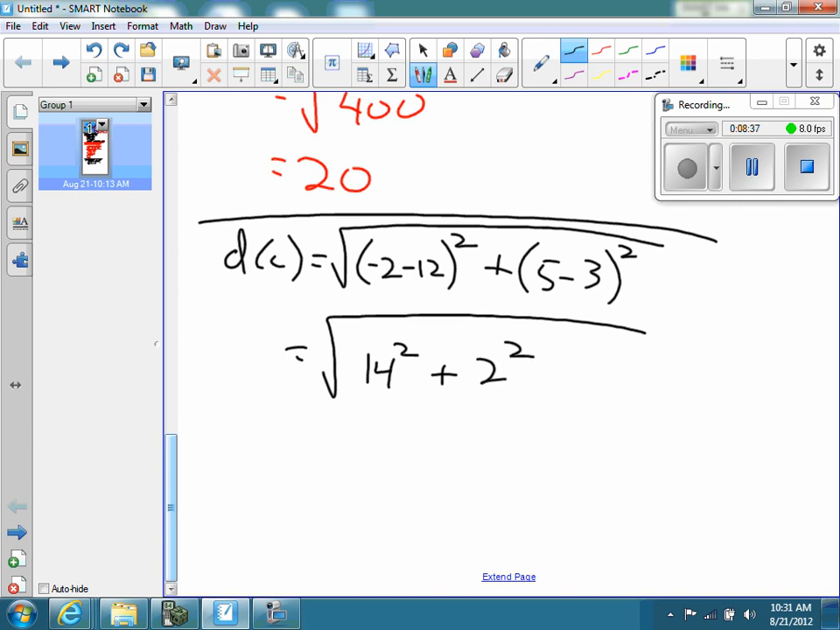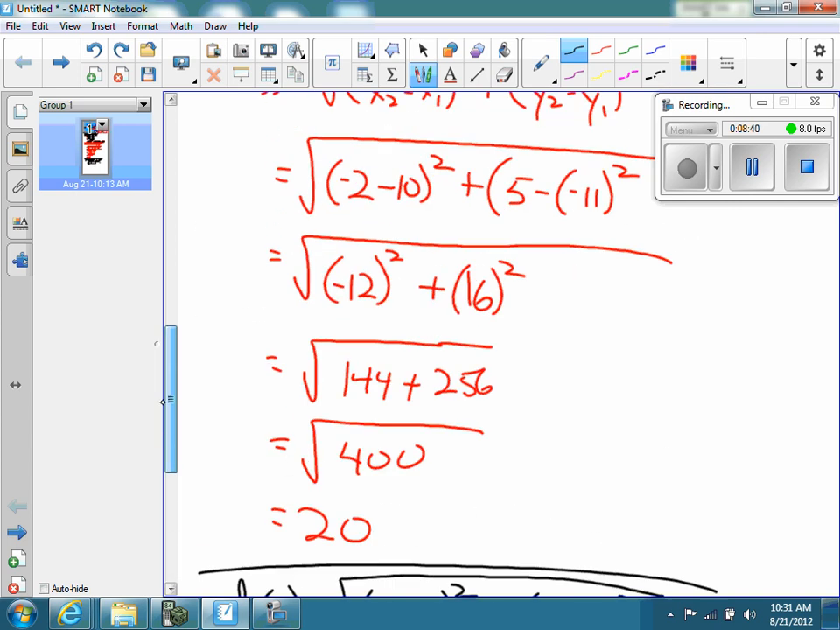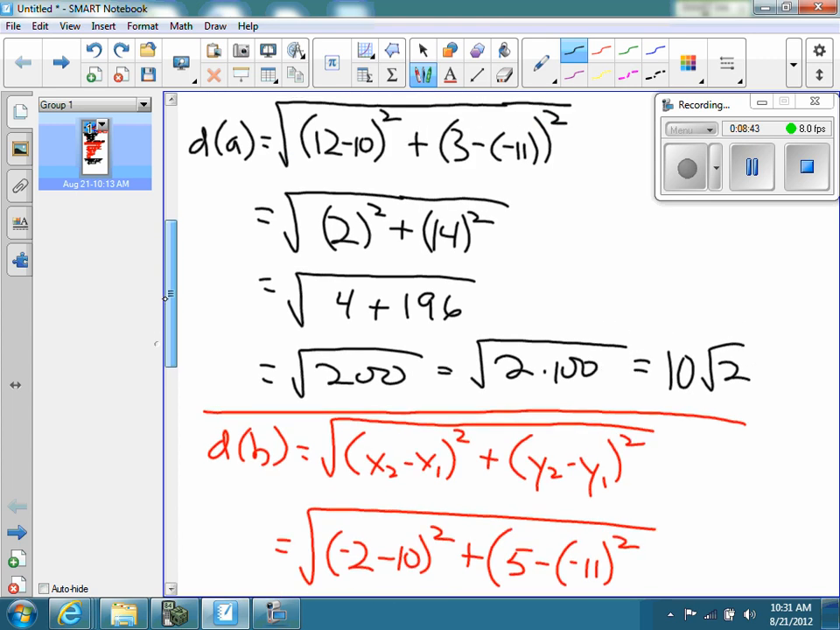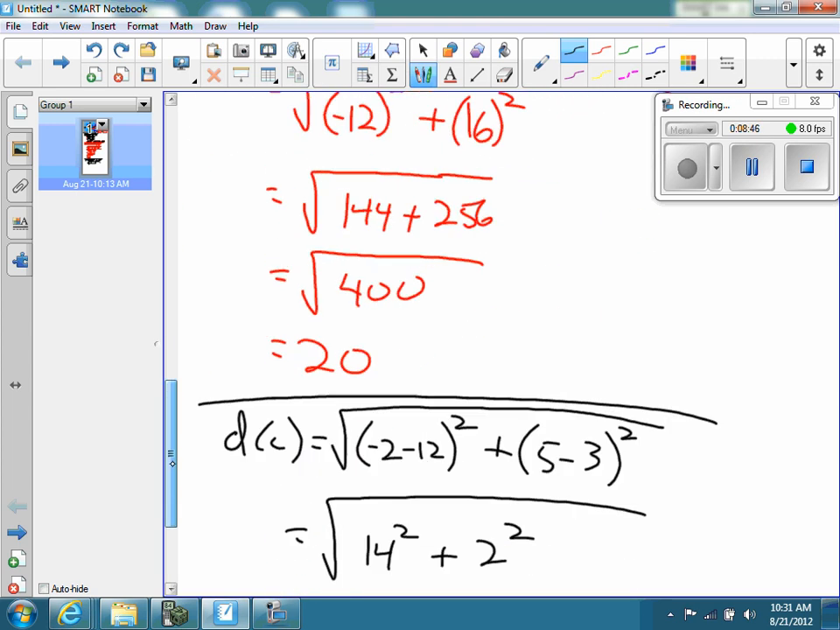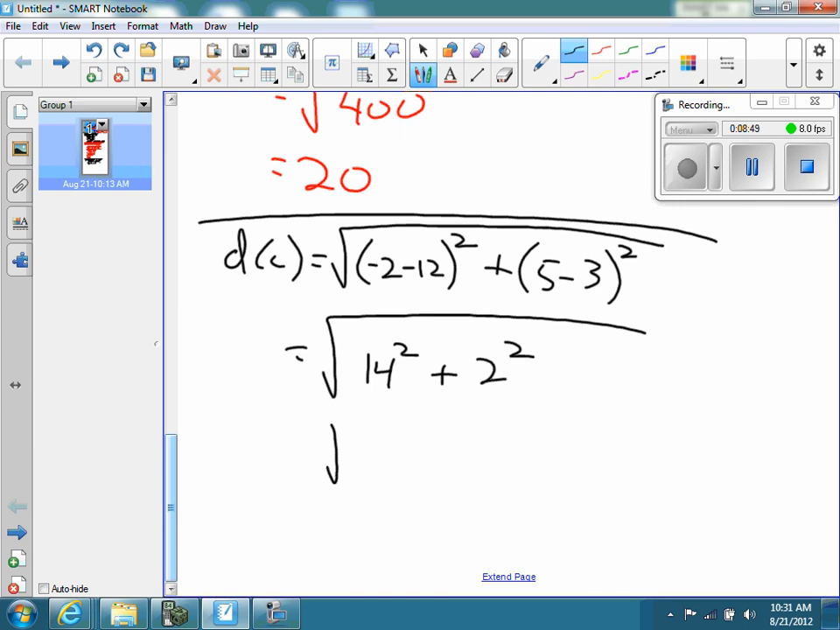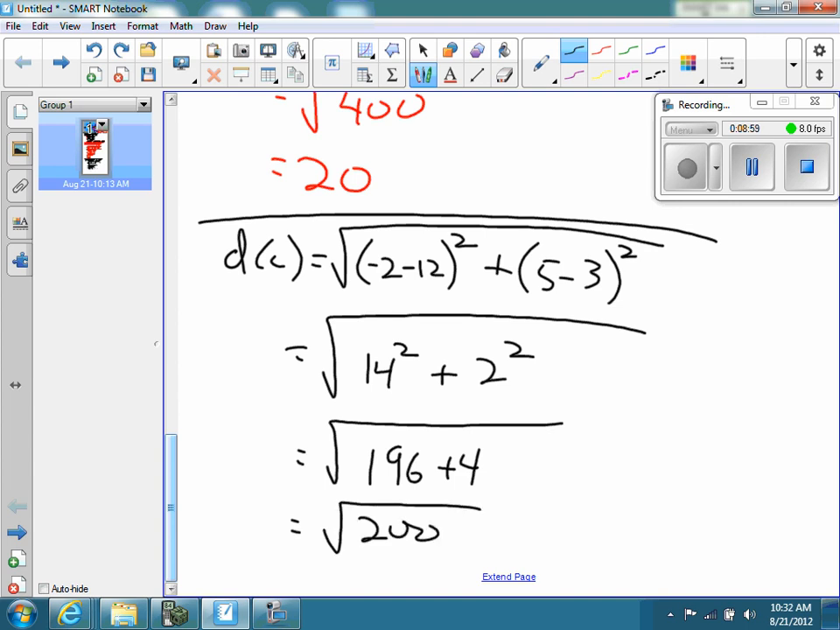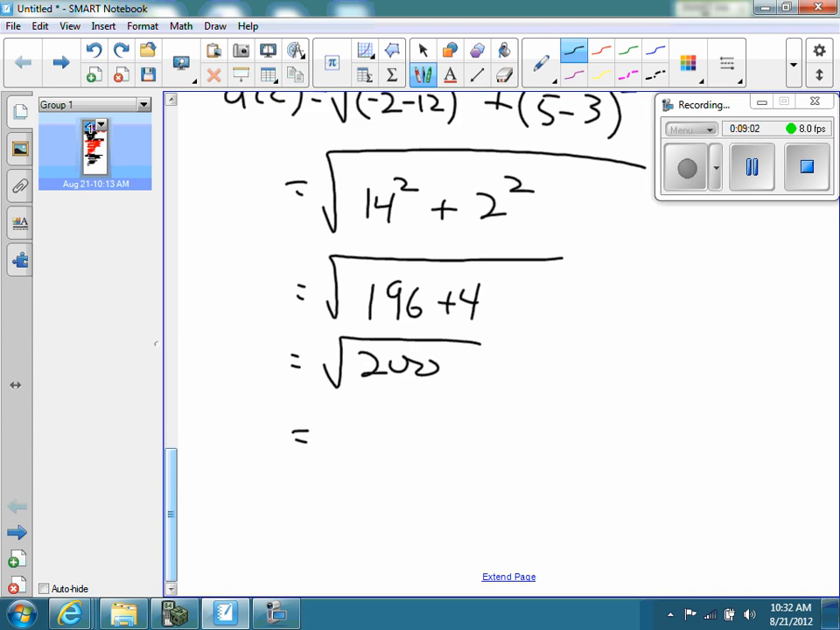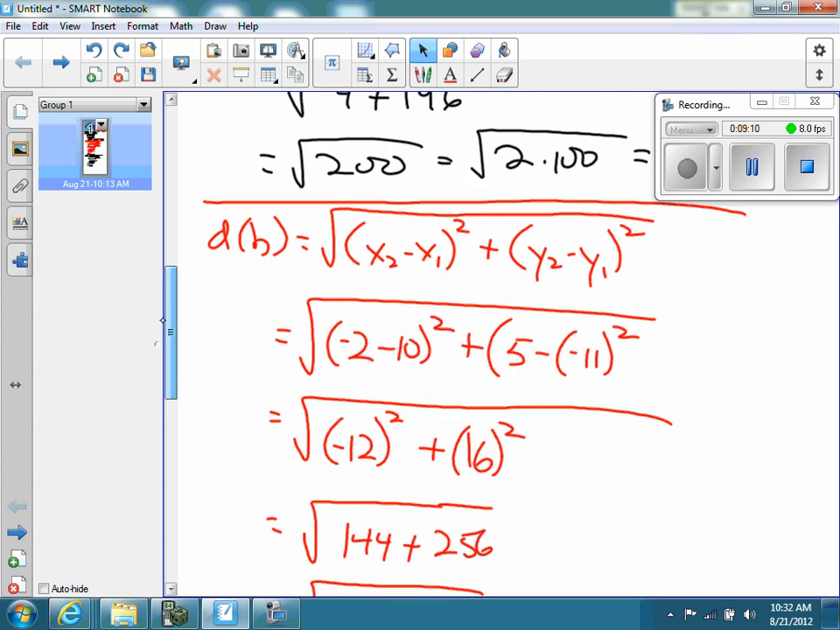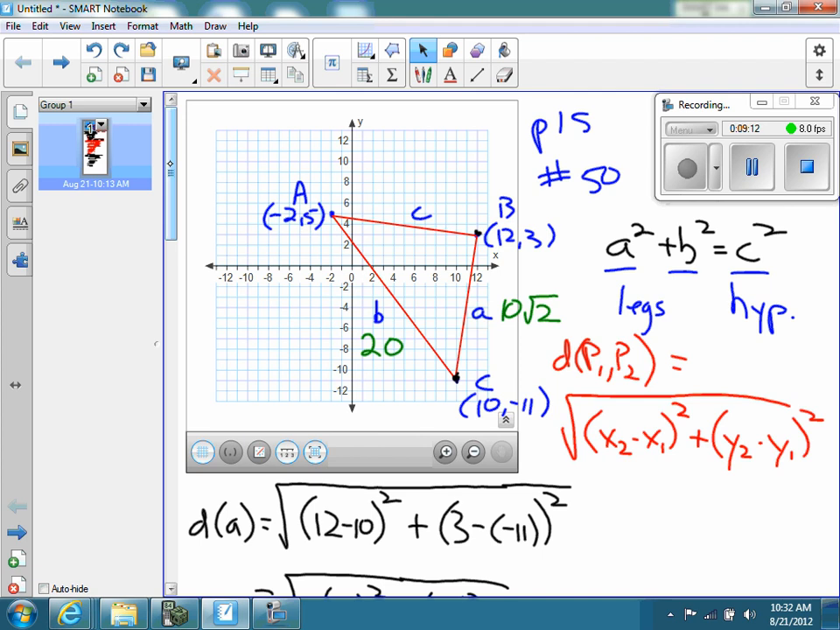I think I had 14 squared earlier, didn't I? Yes, I had 14 squared plus 2 squared. So it's 196 plus 4. Square root of 196 plus 4. That's equal to the square root of 200, which is still equal to 10 radical 2. So that's our side. The final side is 10 radical 2, side C.